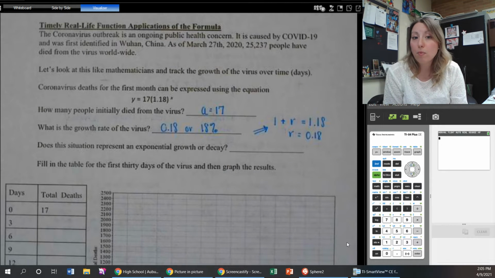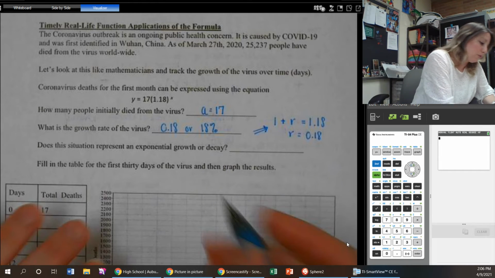18% growth rate. Scary when you hear it that way. Does this situation represent growth or decay? Well, we've already answered that. The base is greater than 1. This is growth.